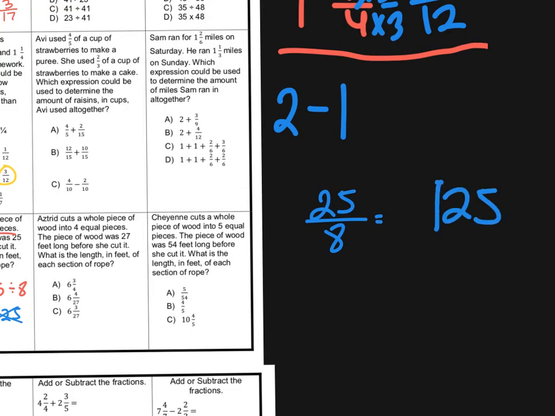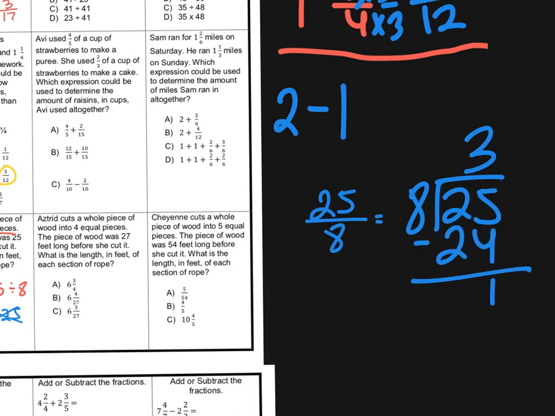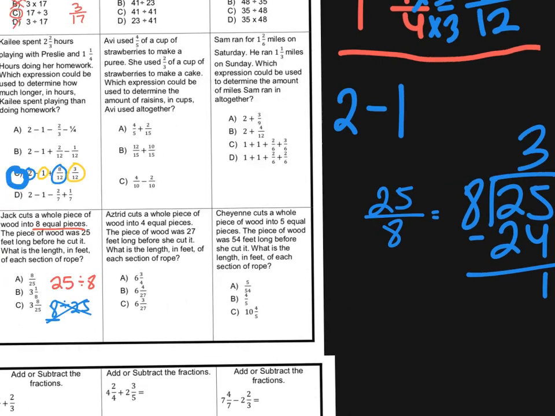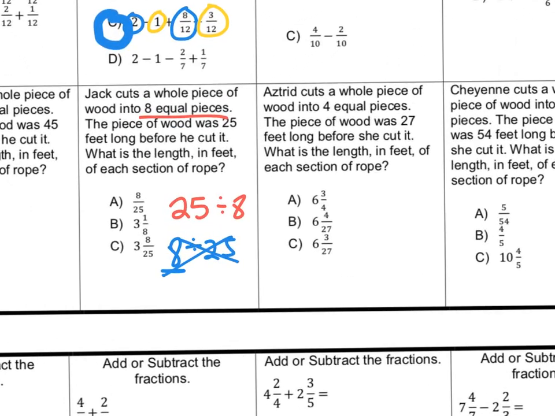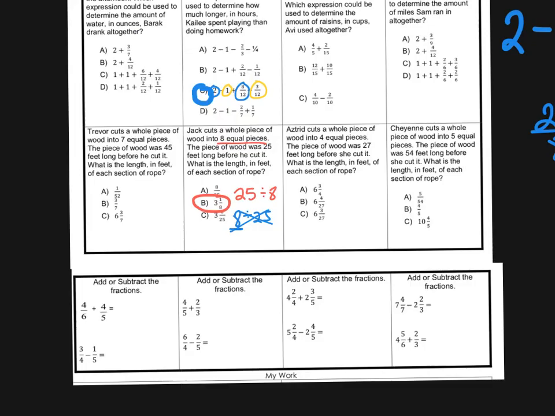And sometimes you can do this in your head, because you know that 8 times 3 is 24. And then you have 1 left. So the answer is going to be 3 feet with 1/8 left. So here it is. It will be 3 feet and 1/8. It will be B. That's how you know that you did it correctly.